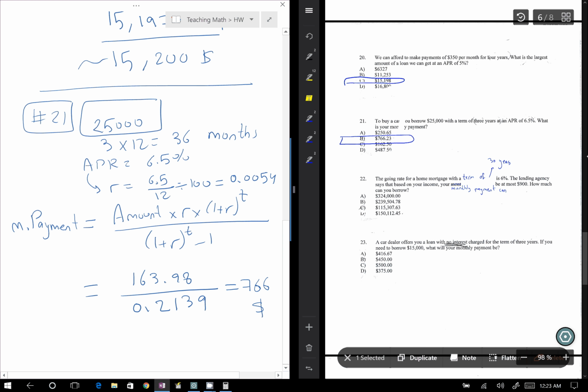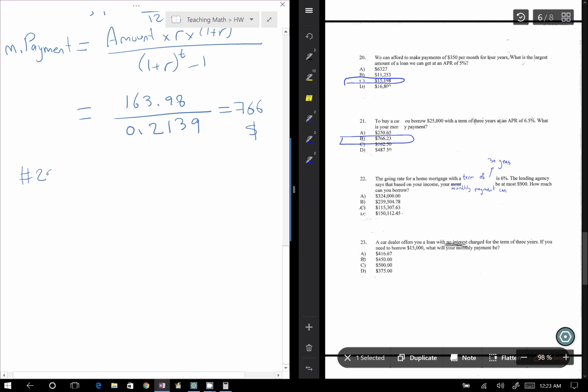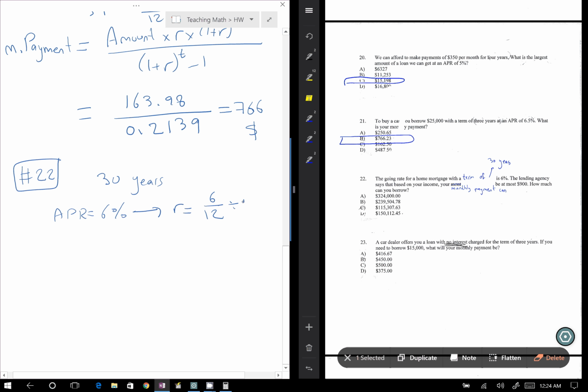So 22, I understand it was not very obvious in the sheet that you guys have. 22, the going rate for a home mortgage with a term of 30 years, 6%, and that's APR. Lending agency says that based on your income, your monthly payment must be $900. So I have a monthly payment. I need to get how much amount I can borrow. So APR, so R would be 6 divided by 12 divided by 100. That's an easy number. 0.5 divided by 100. That's 0.005. 30 years is 30 times 12. That's 360 months.